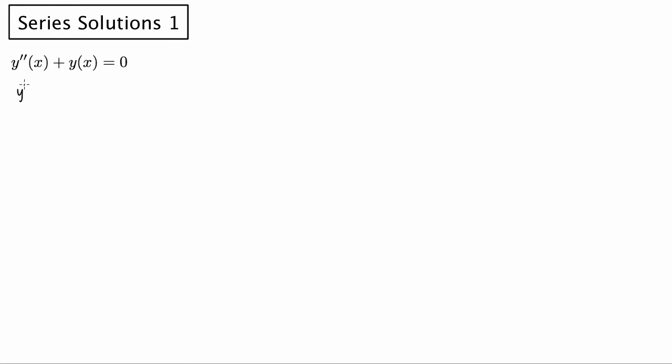We're looking at y double prime plus y equal to 0. It has a characteristic equation, r squared plus 1 equal to 0. So we know the characteristic roots are plus or minus i, which means that our solution is going to be c1 cosine x plus c2 sine x. Now, that's all well and good.